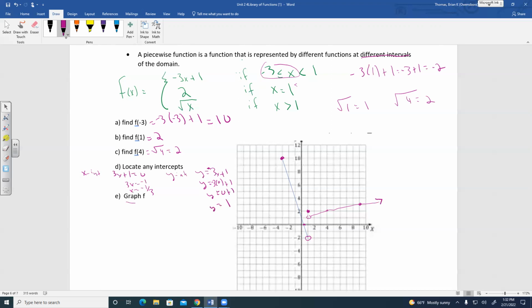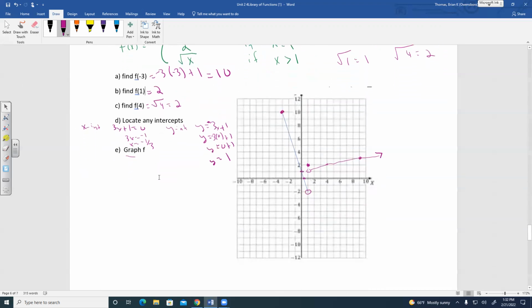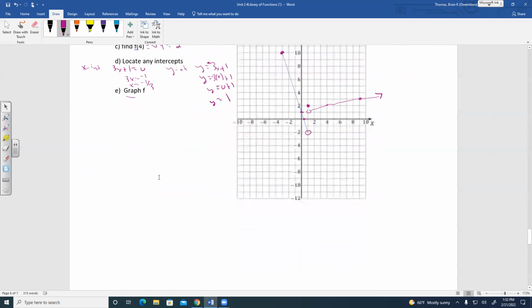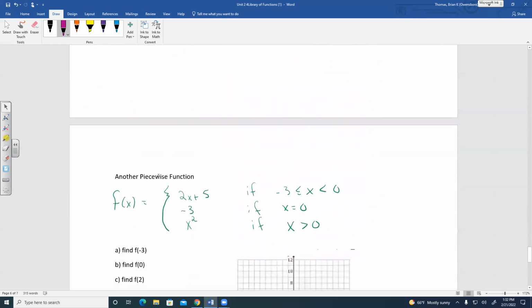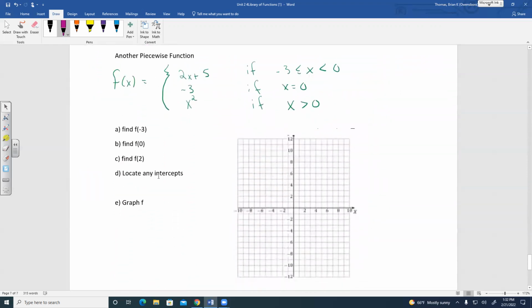So we kind of see that, yeah, that makes sense because it does look like it crosses the y-axis at 1. So the x-intercept would be 1/3. The y-intercept would be a 1. And so those would be the intercepts that we could kind of see. They both come off of the line part of the graph. So let's look at one more piecewise function.